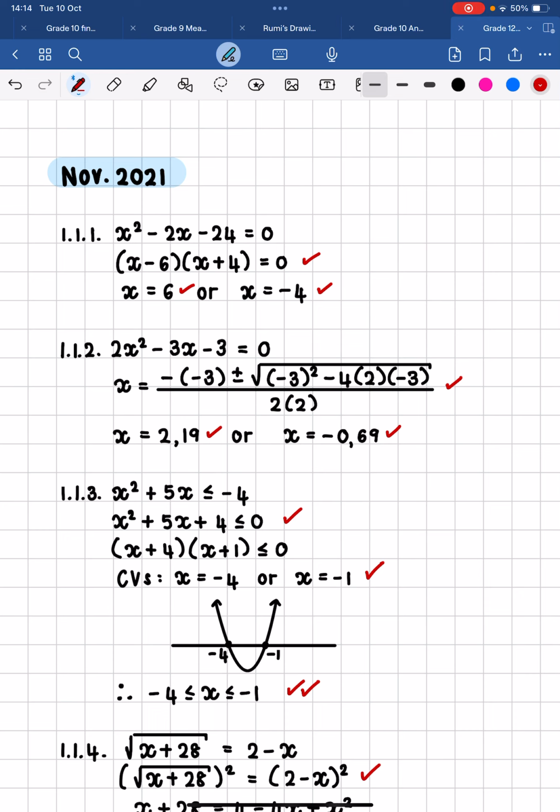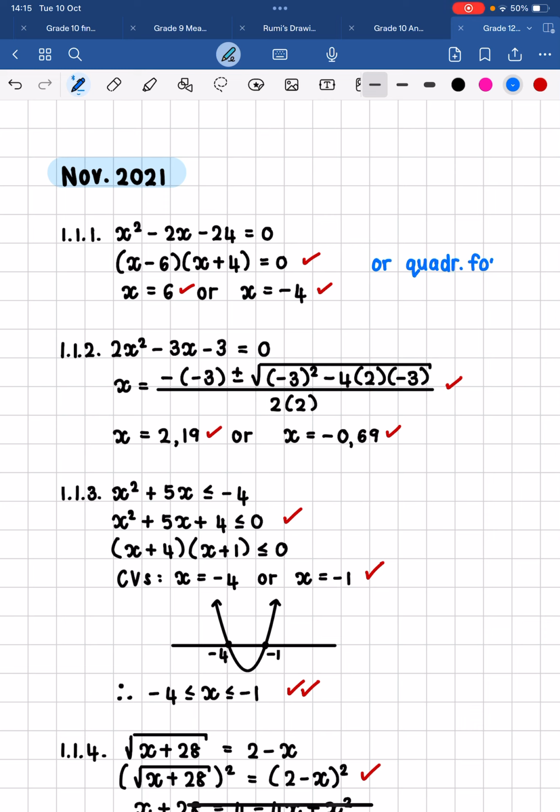In the previous one, it was already factorized, right? So in the previous paper, 2022, we only got marks for the answers. For this one, we are actually getting a mark for factorizing or using the quadratic formula. Okay, so if you wanted, it's fine if you use the quadratic formula here.